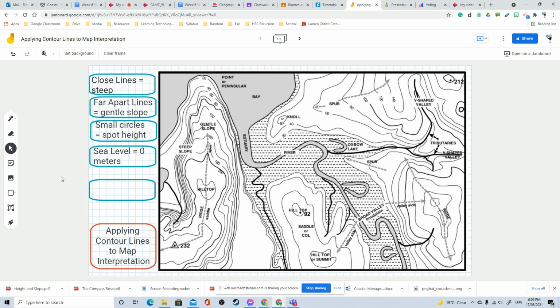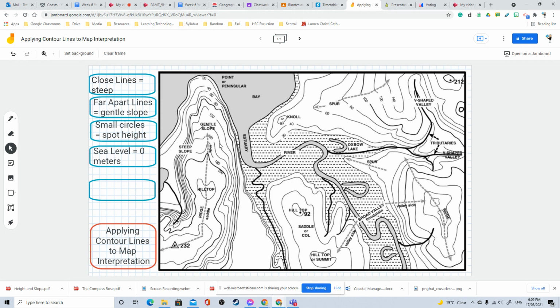Okay, welcome to the third video in the Geography Skills series. And we're going to follow on from our last lesson on determining height and shape of land by looking at some examples of contour lines and the maps that we use to identify them.